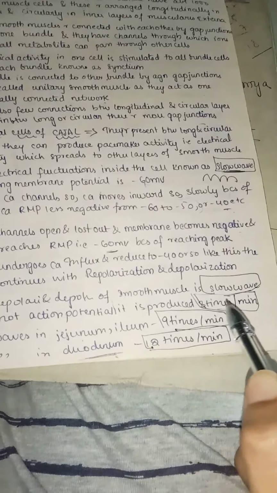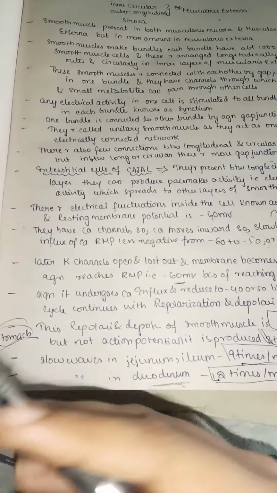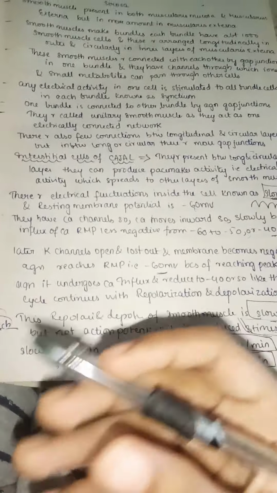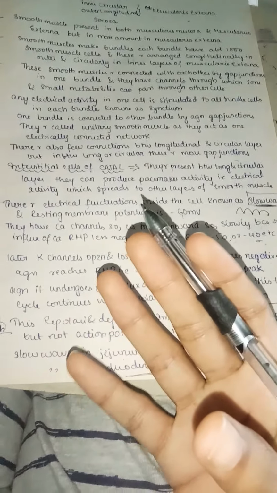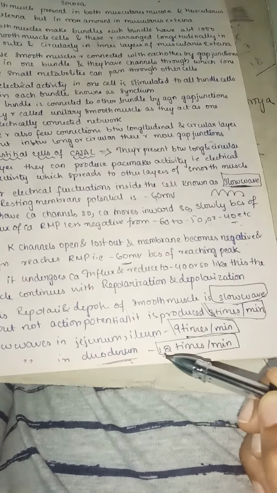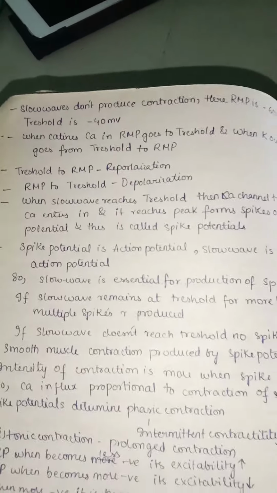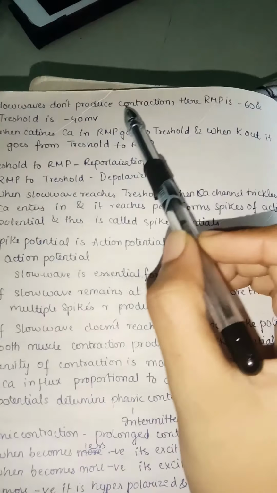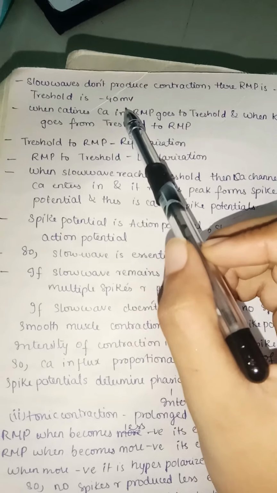Sorry, this 3 times per minute is in the stomach. In the stomach there is only acid production, so not much role in absorption or digestion. So the stomach has only 3 times per minute. Majorly it is 12 times in the duodenum, and 9 times in the jejunum and ileum. We can see the slow waves don't produce contraction. Their RMP is -60 and the threshold is -40.